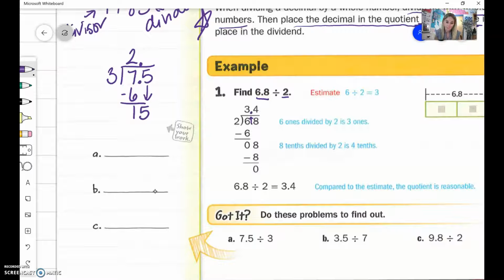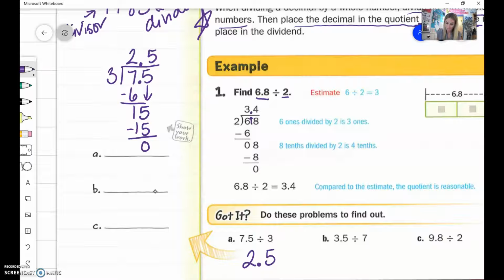If I have 15 and I divide it by 3, I'm going to get 5. So 5 times 3 is 15, and I'm left with 0. So therefore, my answer for 7 5/10 divided by 3 is 2 5/10.